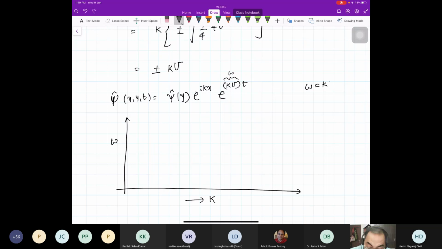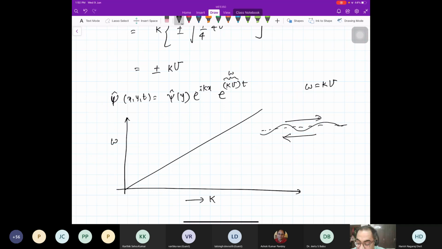Omega equals k into u. For any velocity u that I have, any velocity difference between the two, this will grow linearly. Meaning this instability, once you have two fluids moving in opposite direction, you have an interface between the two, it will always be unstable. Okay, that's the Kelvin-Helmholtz instability.